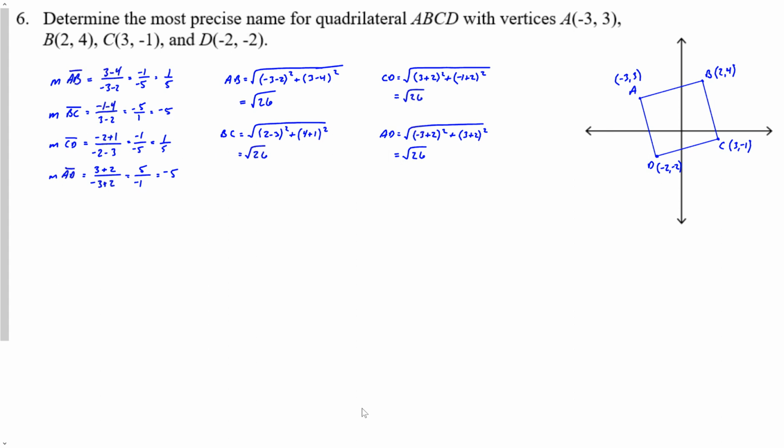And then I also did the lengths of all of the sides of the quadrilateral. So the slopes would have told me that I have a rectangle possibly or a square. Now the fact that all 4 sides are the same length gives me the final answer of this being a square.